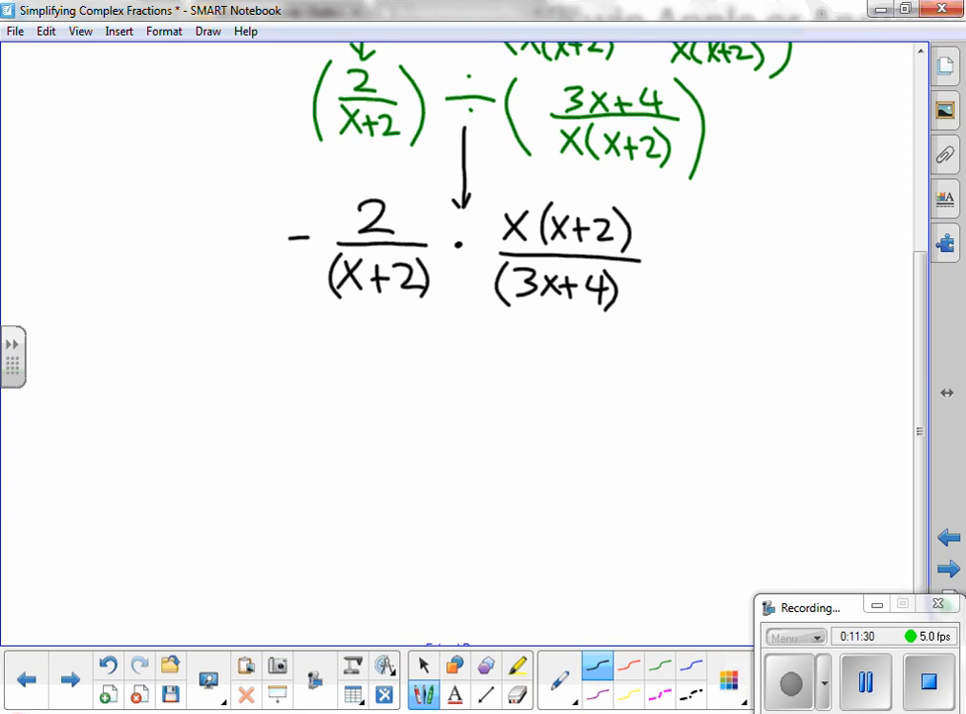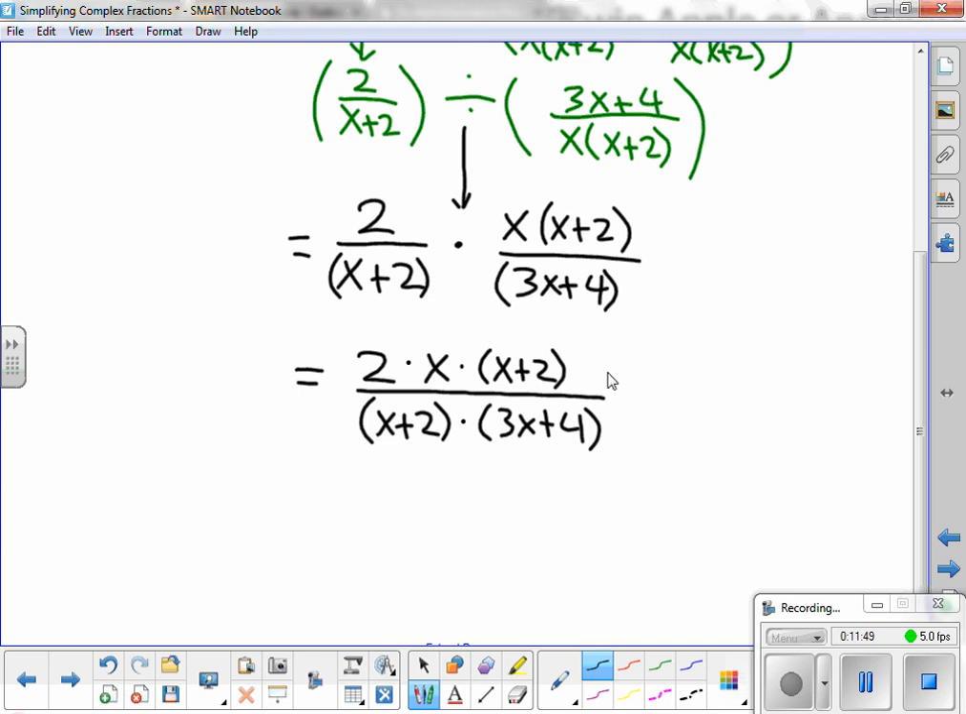So now when you multiply these, it's going to be 2. I'm just making this one big fraction. So top times top: 2 times x times that group of stuff, x plus 2. And then the bottom is going to be the x plus 2 group times the 3x plus 4 group.